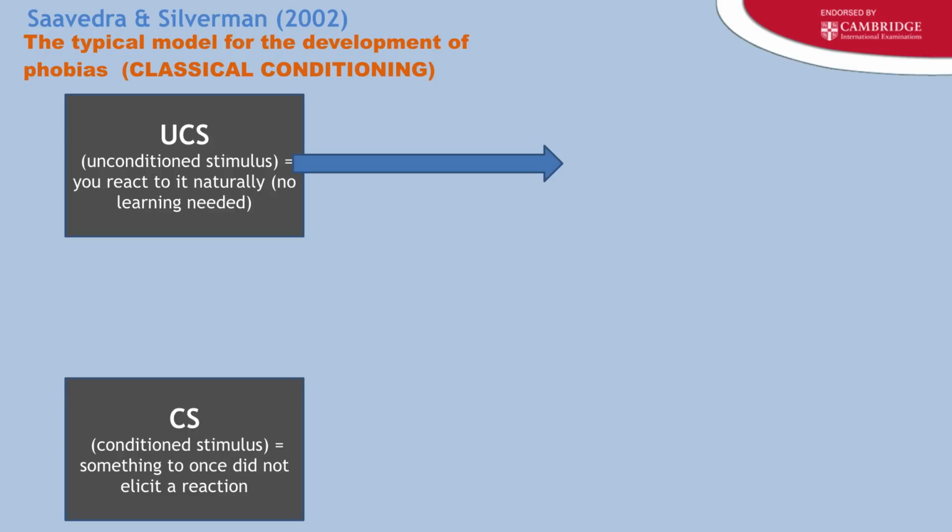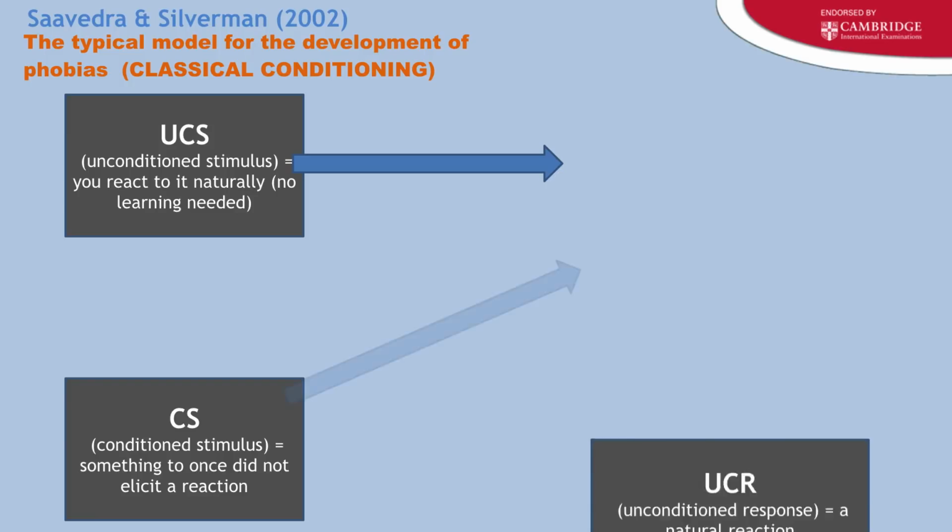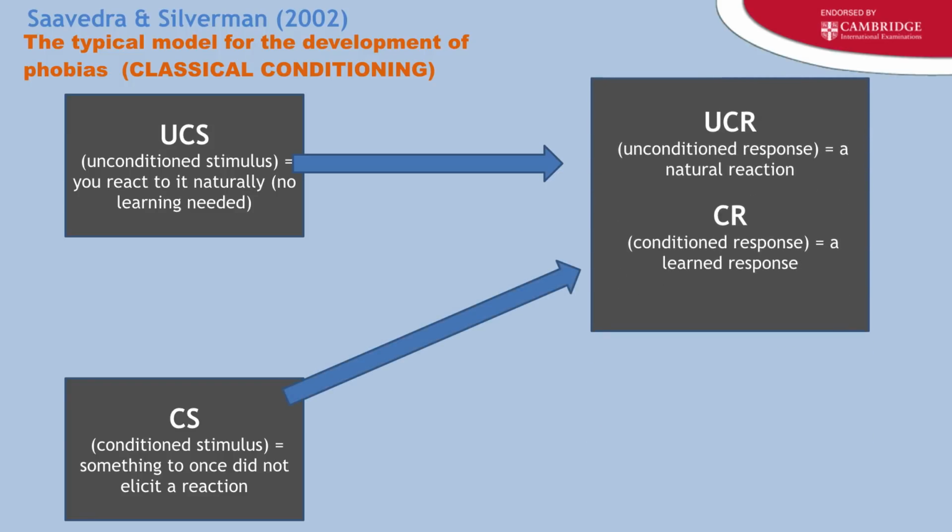So an unconditioned stimulus is something that you naturally have a fear of, and it will lead to an unconditioned response, which is a natural reaction. If you pair a naturally occurring undesirable stimulus with something else, they will kind of be linked together so that you will condition somebody to have a learned response, which oftentimes resembles the unconditioned response.